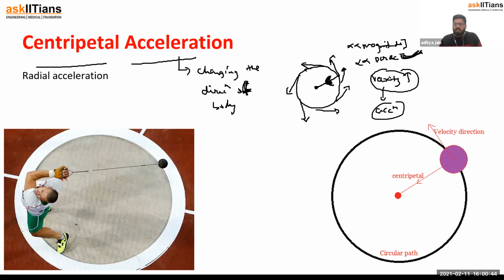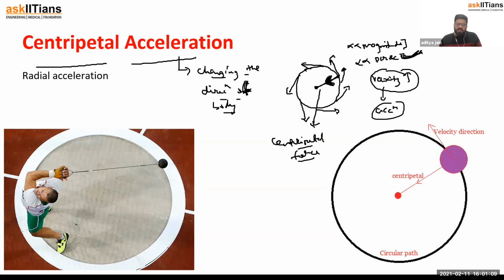The force which is producing this centripetal acceleration is known as centripetal force. Centripetal acceleration always acts towards the center, and it is the acceleration responsible for changing the direction of a body, not magnitude.